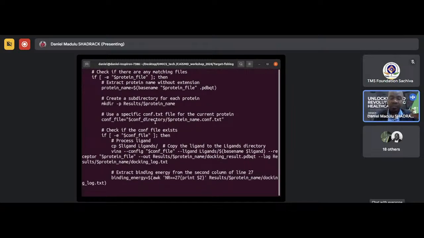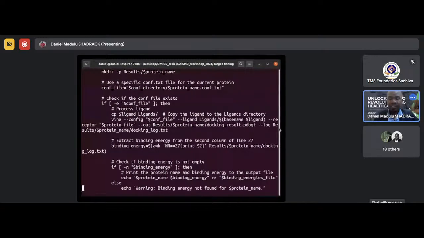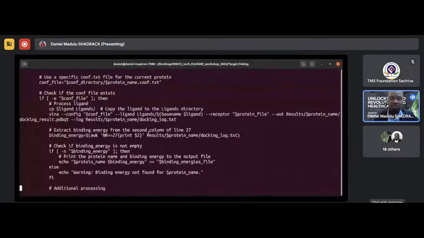Once everything is done, we do now our loading. What is it doing now here? We process, we are telling it to pop the ligand from each.